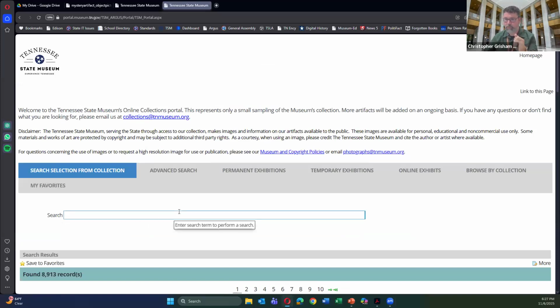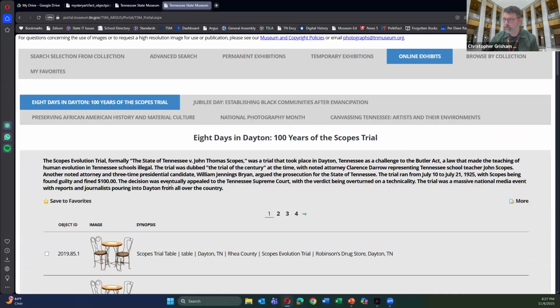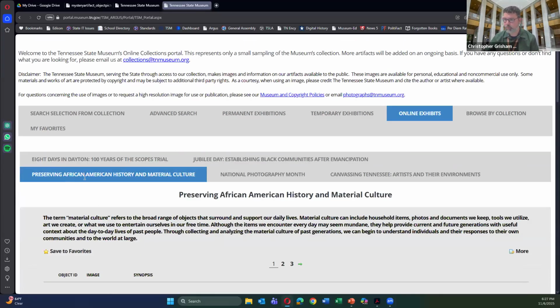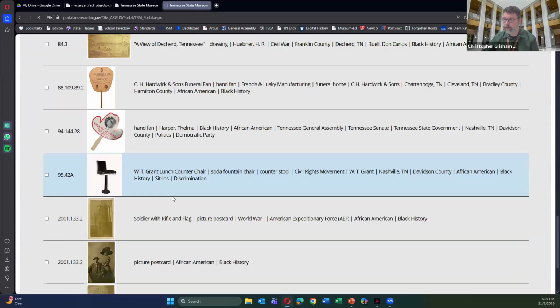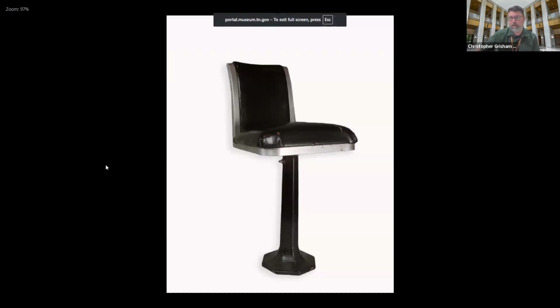But you mentioned images of the sit-ins and protests and things like that. We also have various categories here. If you go to online exhibits, just to talk a little about the difference between an image versus a 3D object, preserving African American history. Scroll down, and here we've got a chair that was actually in one of the lunch counters in Nashville where a sit-in took place. A protester sat in this chair to protest that kind of treatment, and it's on display upstairs in the museum as well.